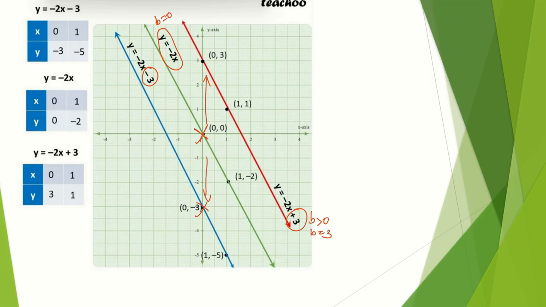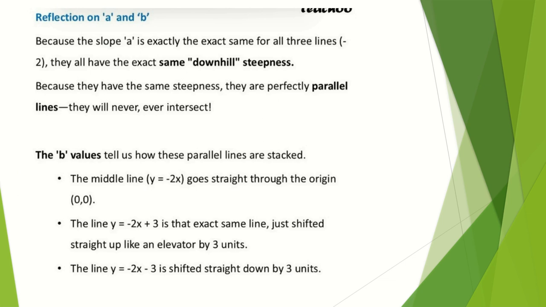Okay, and what about the a values? a was -2 for all the cases. Here you can see all these are parallel lines that won't cut, right? And the steepness or the slope is also the same. So here we represent that slope a is exactly the same for all three lines. They have the exact same steepness, and they are parallel lines. Parallel lines won't be intersecting.